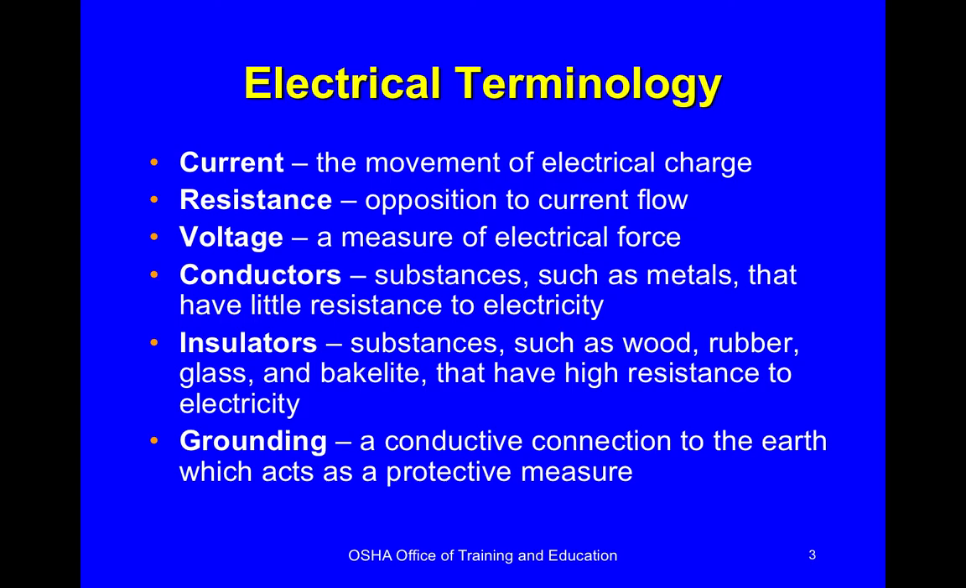Some basic terminology. Remember that current is the movement of the electric charge, or the flow, and that is measured in amps. Resistance is the opposition to that flow of current. Voltage is the pressure or the force behind it. Conductors offer little or no resistance to the flow of electricity. Metal and water are some common ones. And then insulators offer high resistance to the flow of electricity. So wood, glass, bakelite, rubber, these are all good insulators.